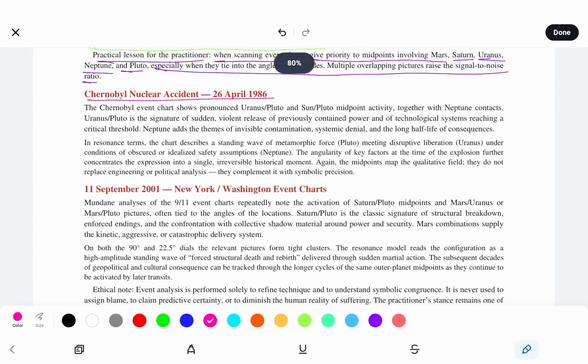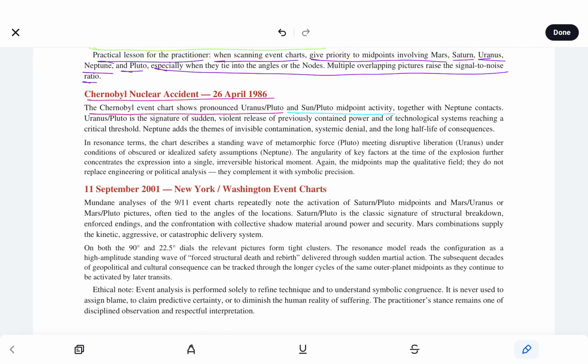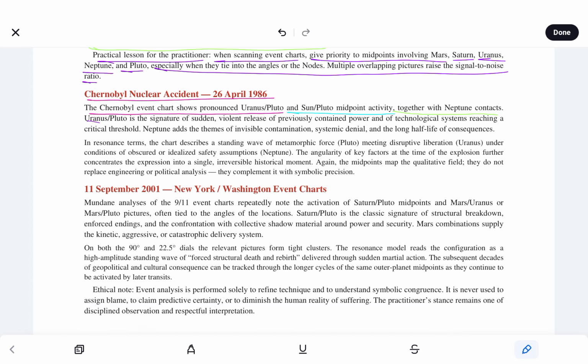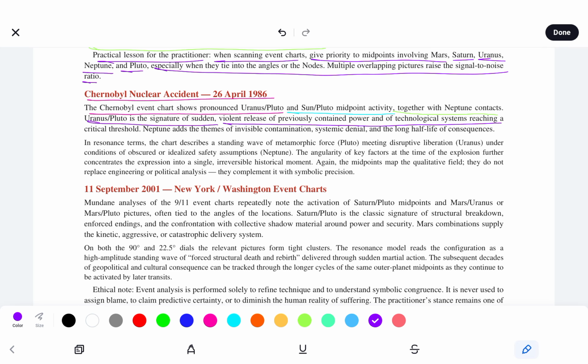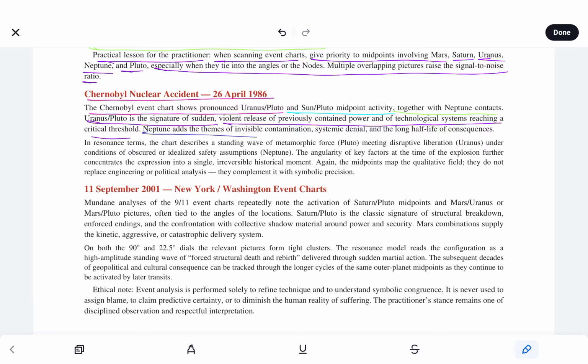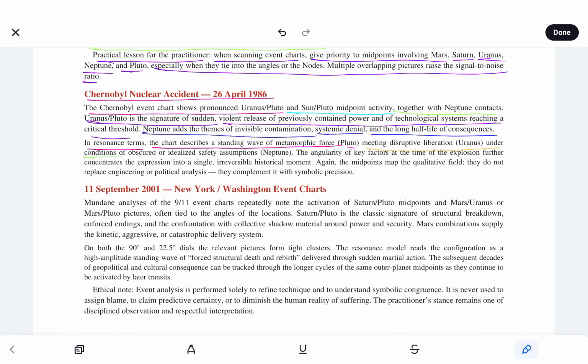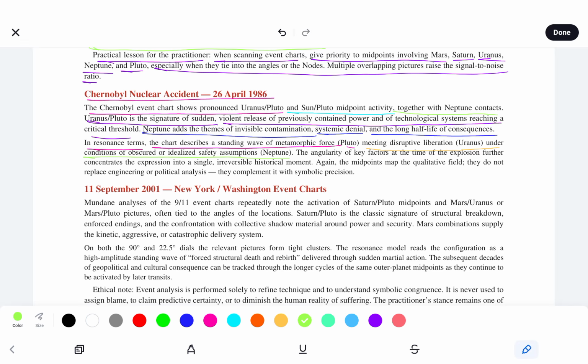Chernobyl. The event chart shows pronounced Uranus-Pluto and Sun-Pluto midpoint activity, together with Neptune context. So Uranus-Pluto is a signature of sudden violent release of previously contained power in high-tech systems reaching a critical threshold. Neptune has the themes of invisible contamination, systemic denial, and the long half-life of consequences. In resonance terms, the chart describes a standing wave of metamorphic force, Pluto, meeting disruptive liberation, Uranus, under conditions of obscured or idealized safety assumptions, Neptune.